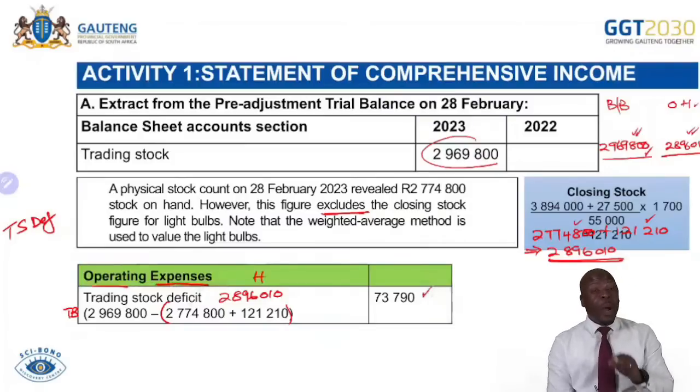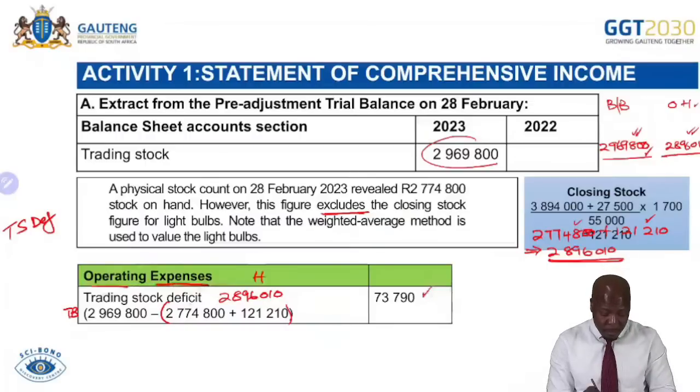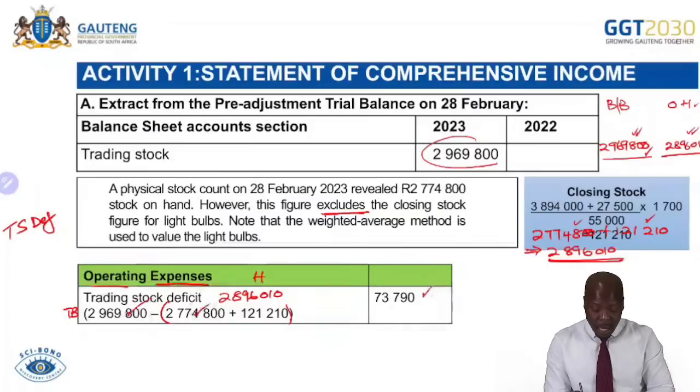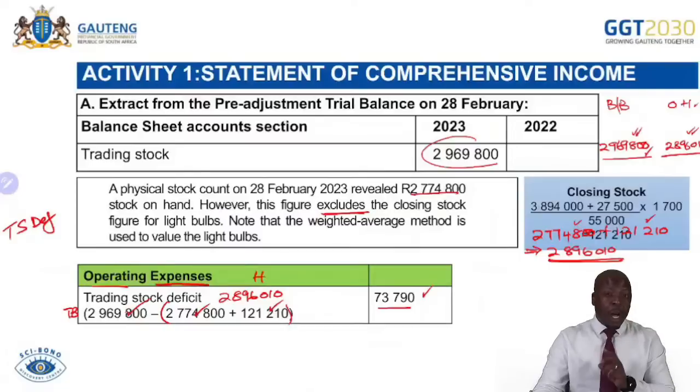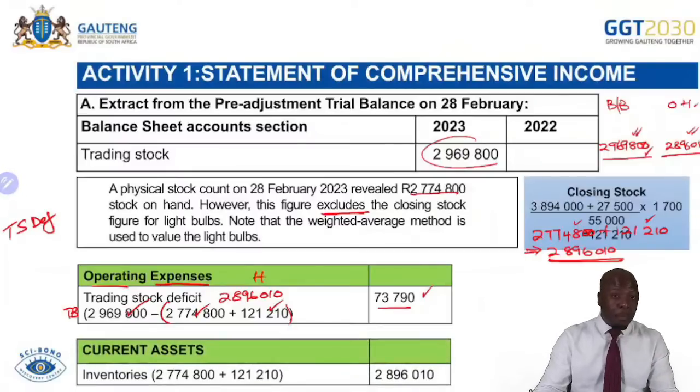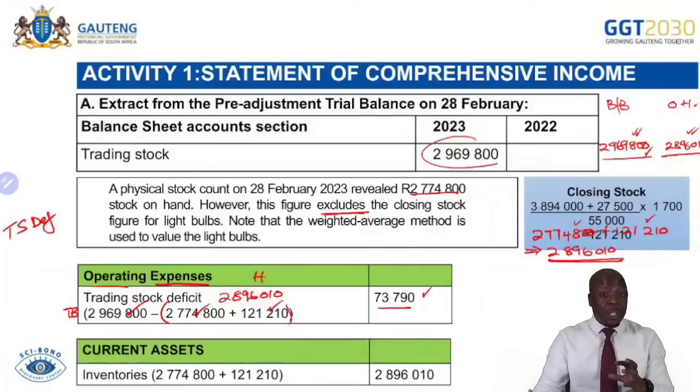My dear learners, I want to encourage you to open brackets when we are writing our exam, because I need to see the amount that is in the trial balance and you show me the amount that is in the adjustment as well as the last adjustment. Then you show me your trading stock deficit. That is very, very important. According to the demands of this question, you would then answer the current assets part. This is what this particular question wanted.